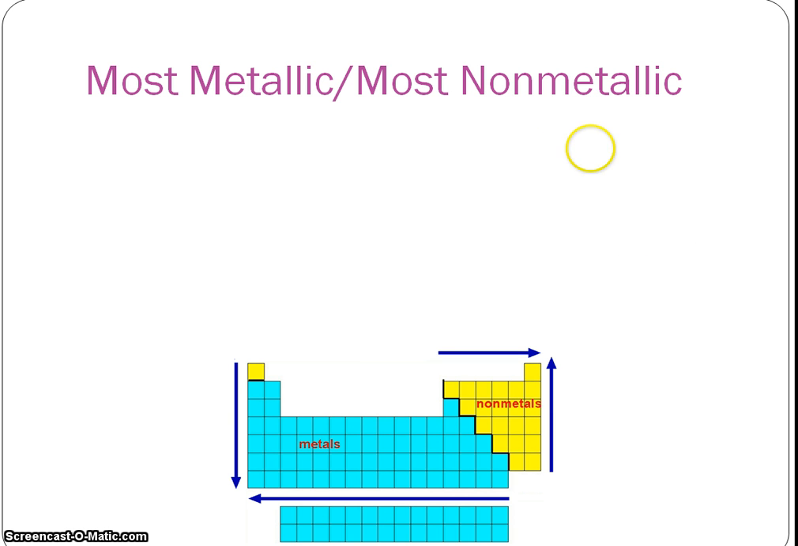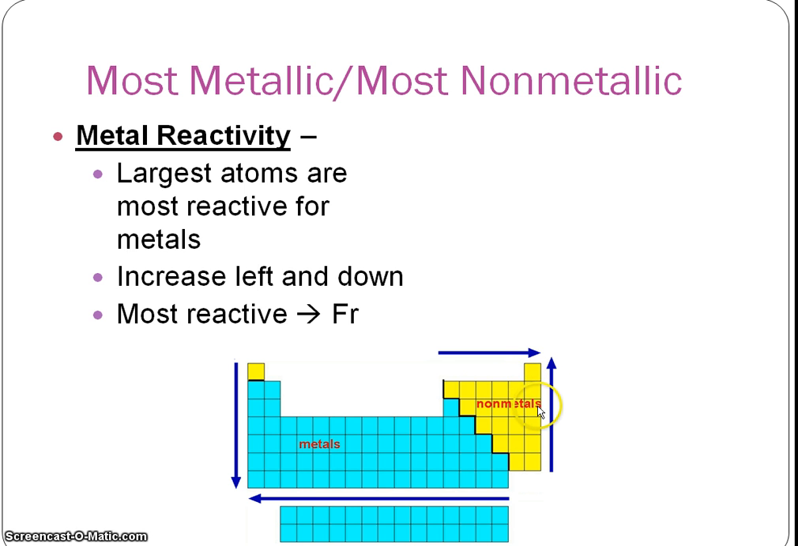So notice these two trends. For metals versus nonmetals, notice how it's split down the middle with the staircase. Nonmetals go towards the top right corner, but don't forget that it stops at the noble gases, so this column is actually not there. Metals go towards that bottom left corner. So for metal reactivity, or if I say the most metallic elements, are going to be the largest ones. And that's because they're so big that they can lose that little electron really easily. So the most reactive metal is going to be francium in that bottom left corner.